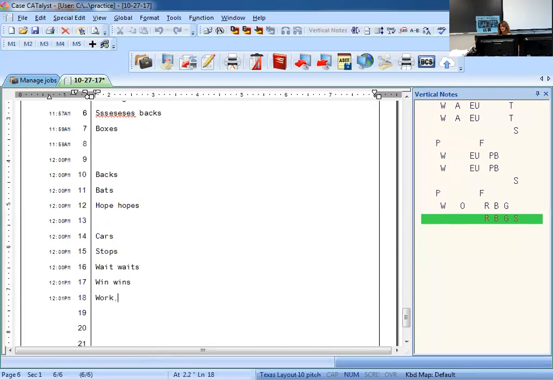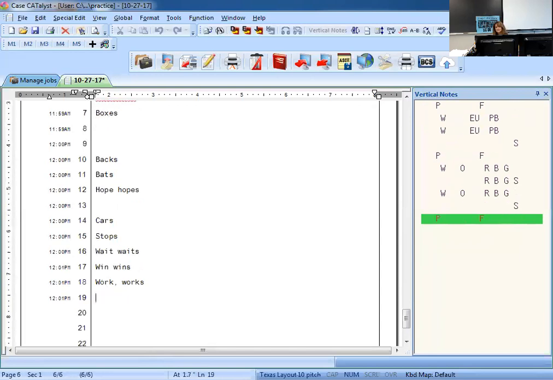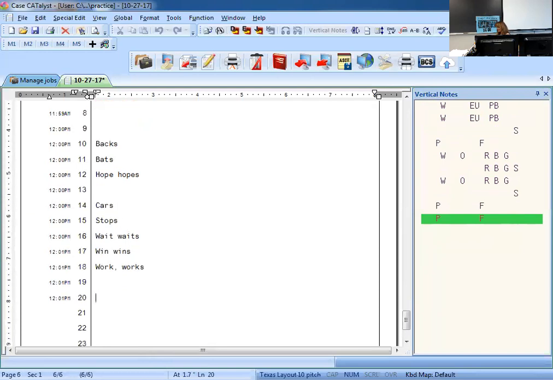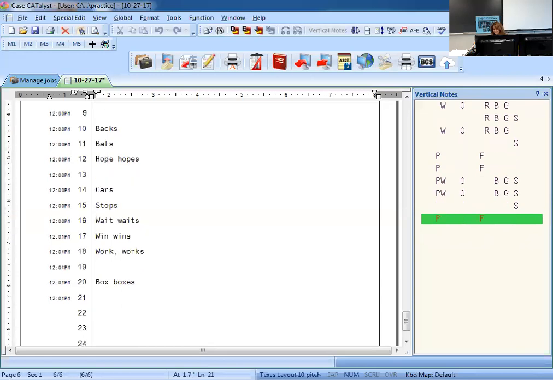Works is the inflected ending S, okay? So notice I'm coming back with the second stroke to make that ending. So now we've got root word box, B-O-X, and then I have to make it boxes. Box, come back, final S. Just the S. I don't have to write ES. It's just S.